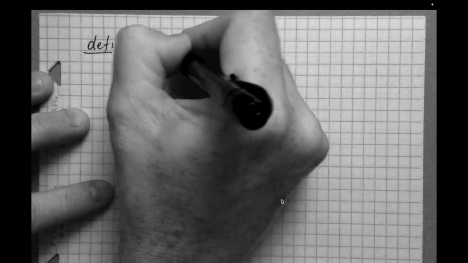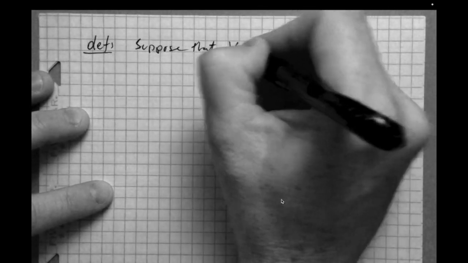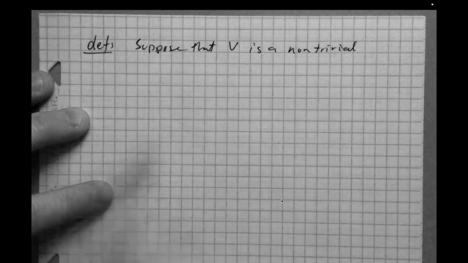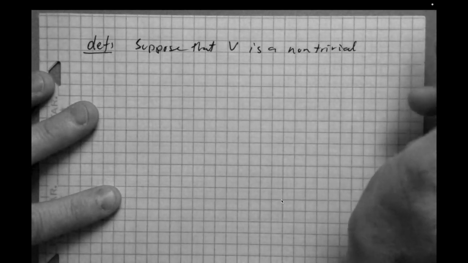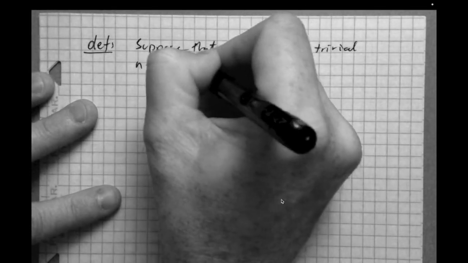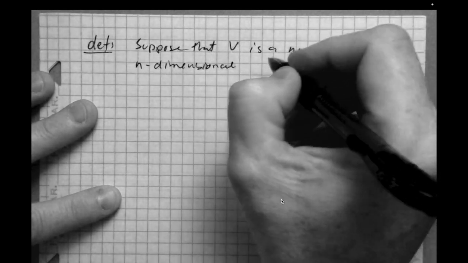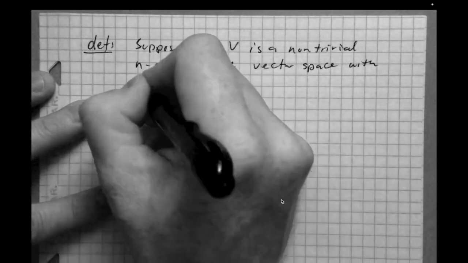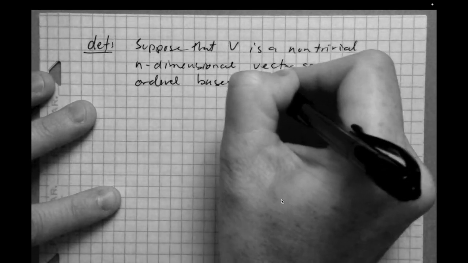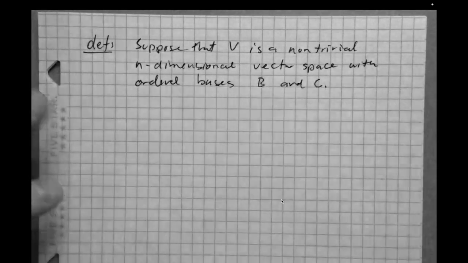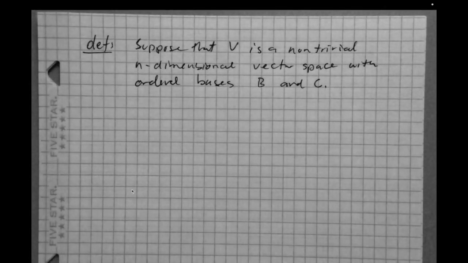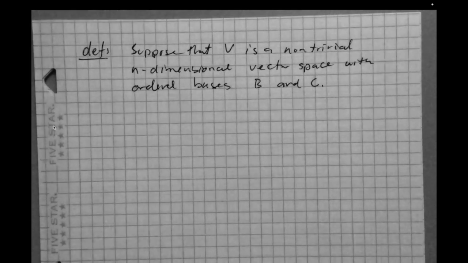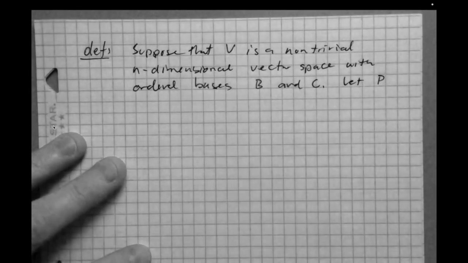So suppose that V is, and we're going to say non-trivial, so not a simple vector space, not the zero vector space, but suppose that V is a non-trivial n-dimensional vector space with ordered bases B and C. All right, so I've got two ordered bases for this non-trivial n-dimensional vector space V.